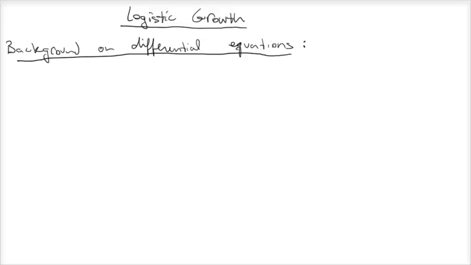Hey, so this is Joe, and this is the first video in the 9th chapter of Stewart's Calculus, and we're going to be talking about logistic growth as a differential equation.